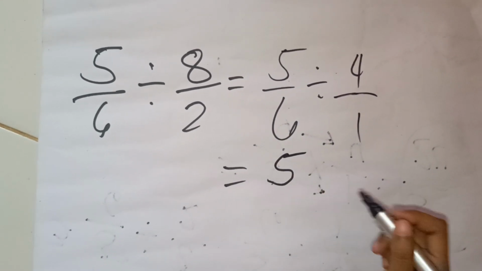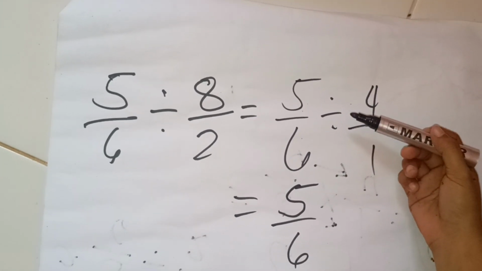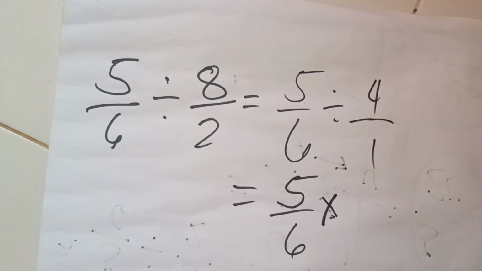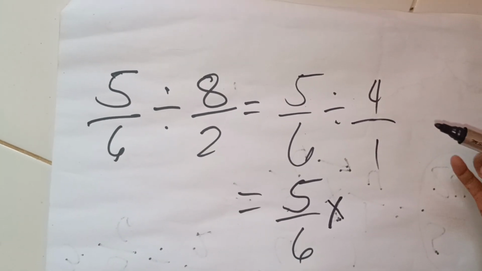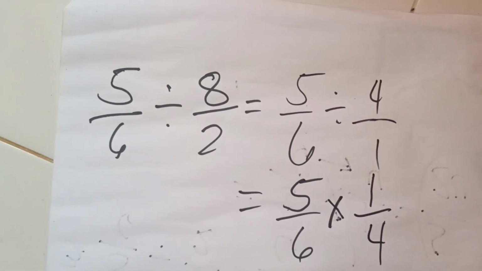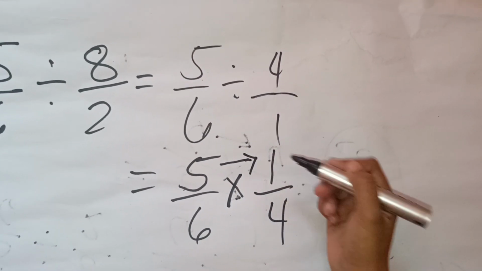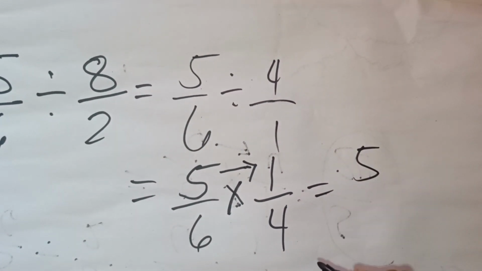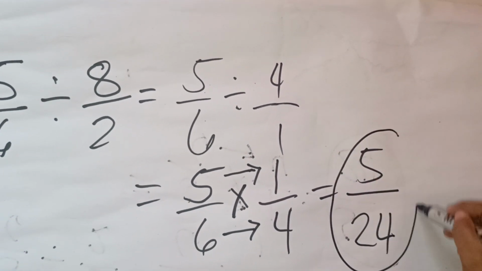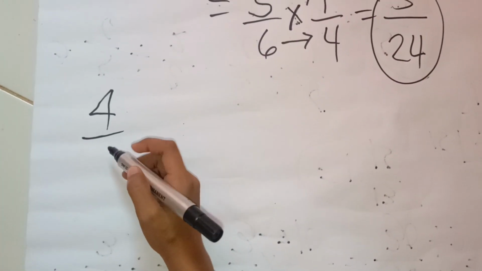We need to copy the first given fraction, which is 5 over 6. Then change this operation from division to multiplication. And then we need to flip the second fraction, which is 4 over 1. It will become 1 over 4. And then we need to proceed with the normal multiplication. So 5 times 1 is equal to 5, and then 6 times 4 is equal to 24. So this is our final answer, 5 over 24. So that's the process on how to divide fractions.